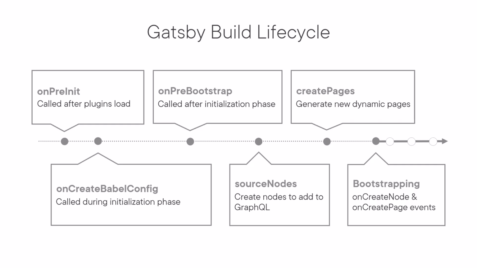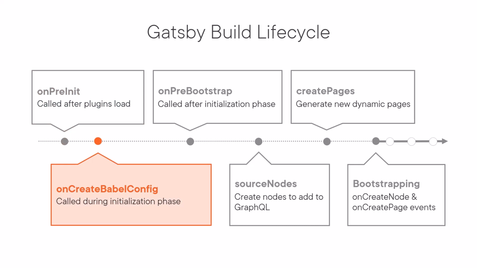Before we jump straight to demos, I thought it might be helpful to visualize the Gatsby build lifecycle. The amount of Gatsby APIs can be intimidating at first, but I've put together a timeline view of what a build looks like so you can visualize when each hook gets called. The lifecycle starts with the onPreInit hook, which is called after plugins have loaded.